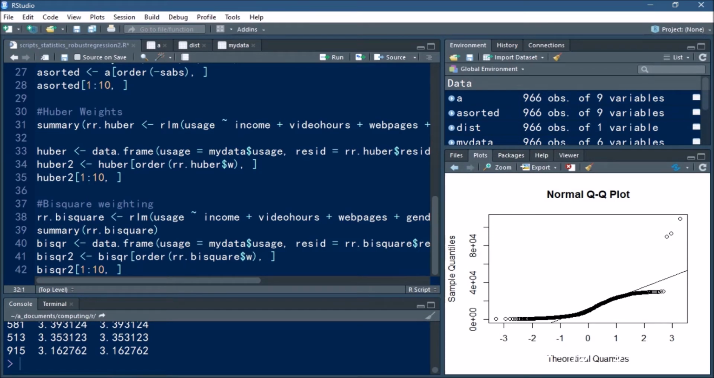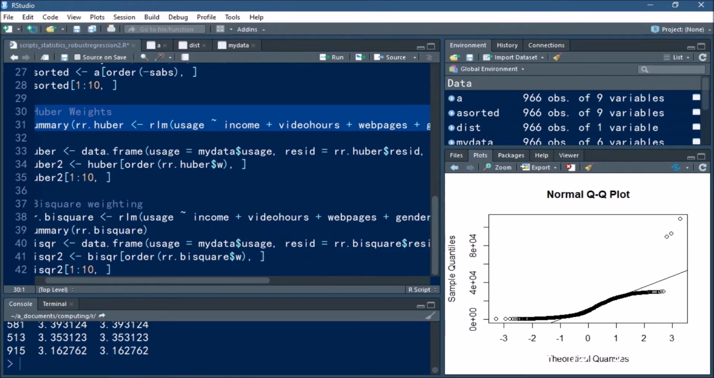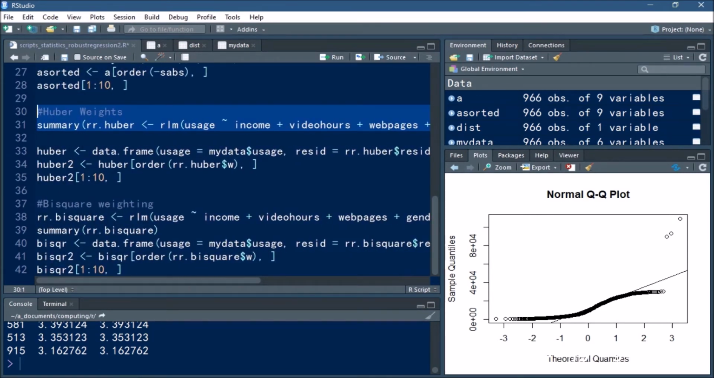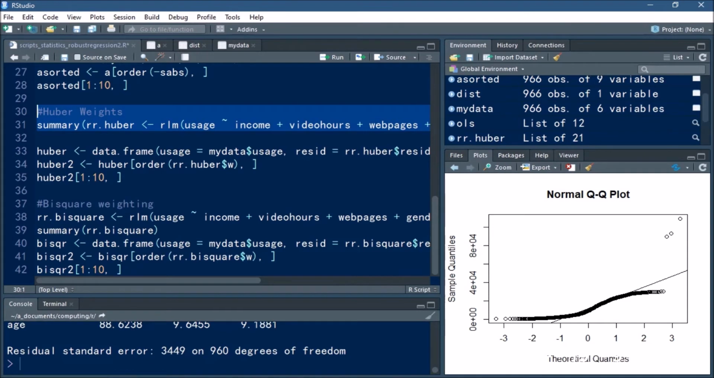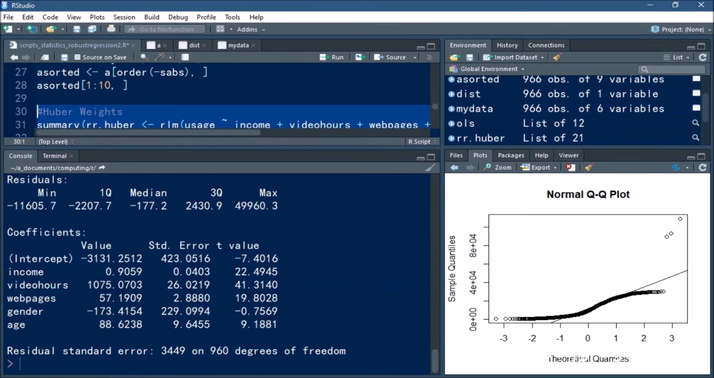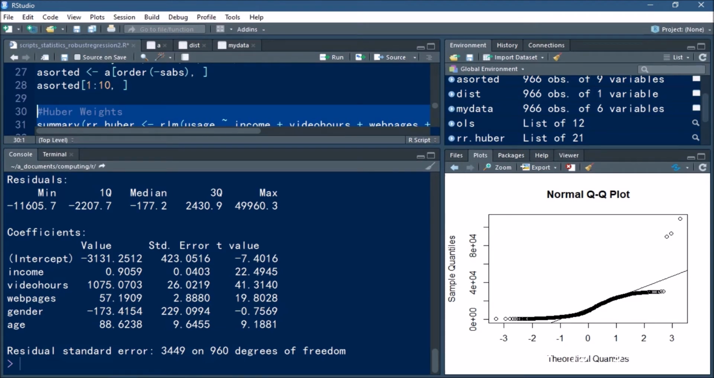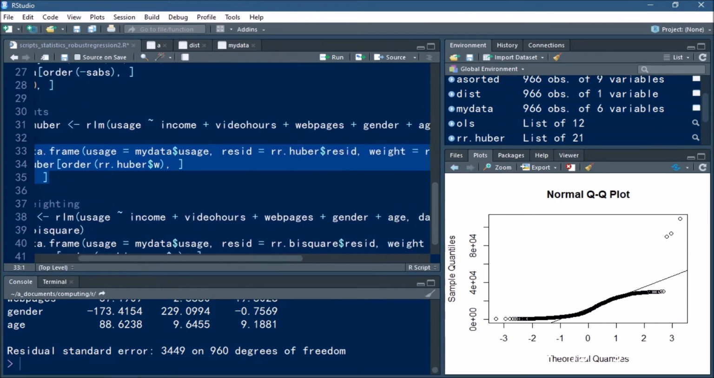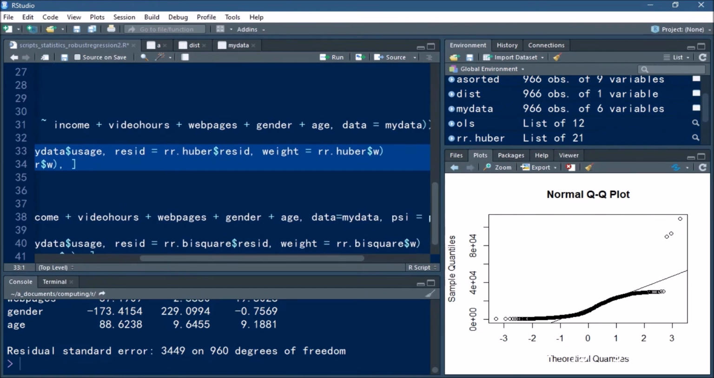If we run our Huber weights regression, you can see that we're using rlm with psi.huber, and we're taking our dependent and independent variables. You can see here that our regression comes up with estimates, but taking Huber weights into account, that adjusts for the outliers in our data set. In terms of specifically how this is being done, you can see that we are using the Huber residuals and the Huber weights.